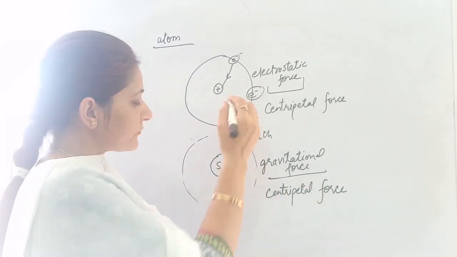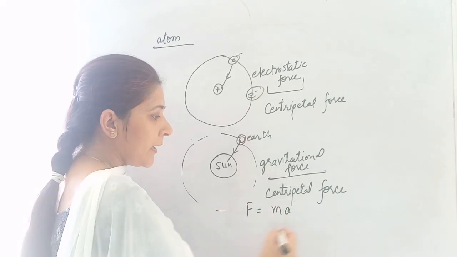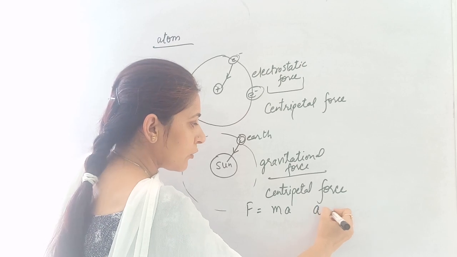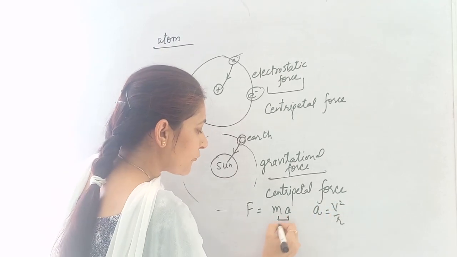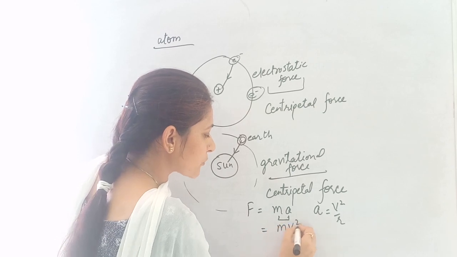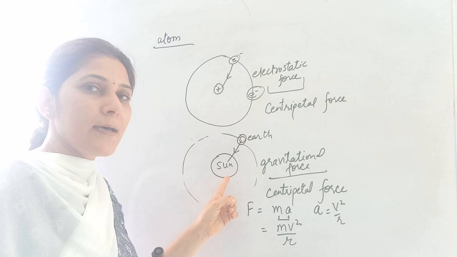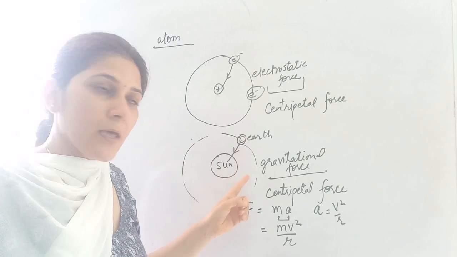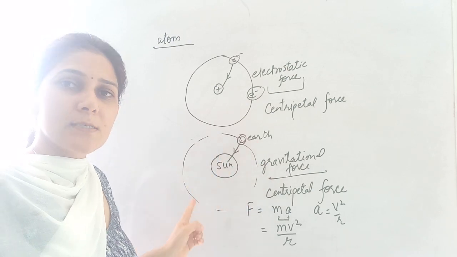And the magnitude of the centripetal force is given by m into a, and the value of a which we are talking about here, the acceleration produced, is v square by r. So this force is calculated by mv square by r, and its direction is towards the center along the radius of the circle in which the object is revolving, in which the object is moving.